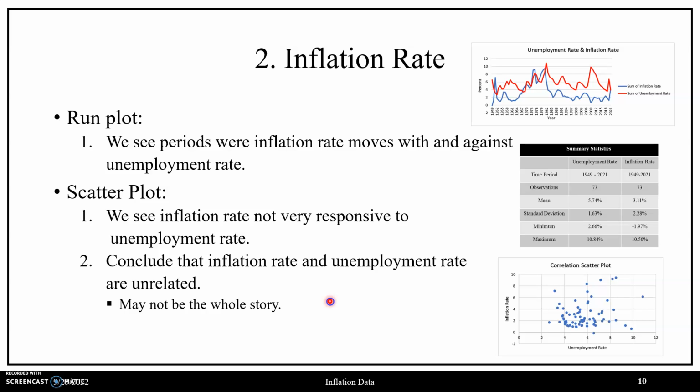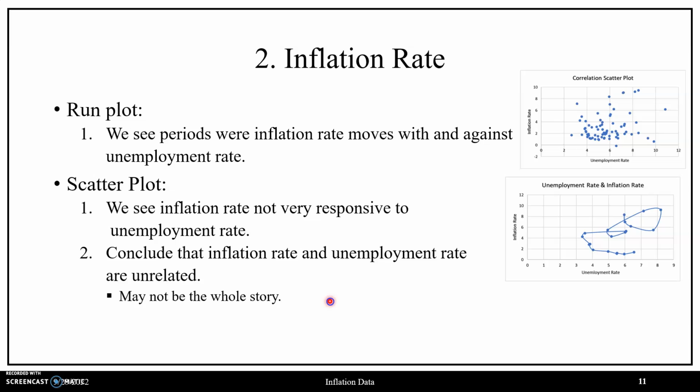Let us instead focus on a shorter time horizon in our scatter plots and see what we can see. Here we have our initial scatter plot from before, in which we're looking at all of our data from 1949 through 2021. And below, we're introducing a new scatter plot of the unemployment rate and the inflation rate, in which we're only considering 1960 through the early 70s. In our initial scatter plot, we concluded that the two variables were unrelated with one another.